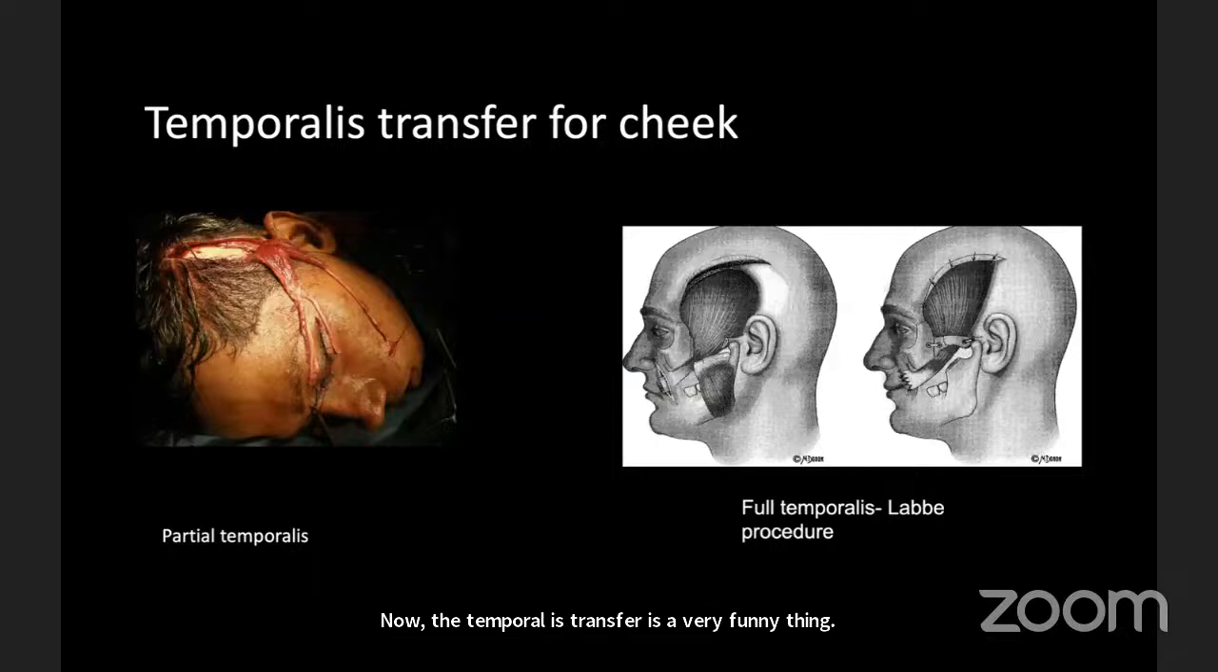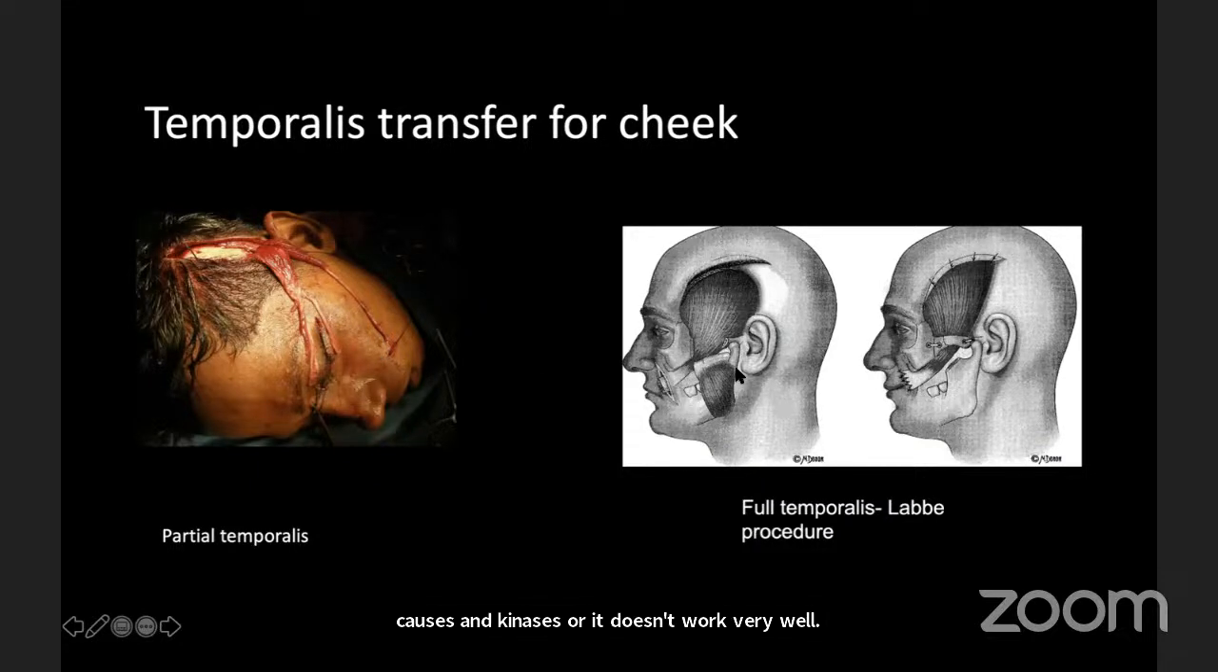Previously, we used to use the temporalis muscle for both the angle of mouth and for the eye. And we stopped doing that because we found that, again, it causes synkinesis or it doesn't work very well. So we have stopped doing this.